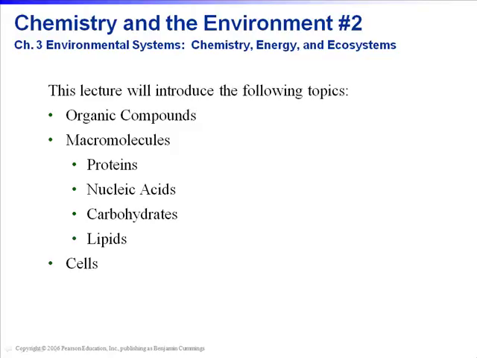Okay, this is the second Chemistry and the Environment lecture, so lecture number 2. This material is from Chapter 3, Environmental Systems, Chemistry, Energy, and Ecosystems. This lecture will introduce you to the following topics. First of all, organic compounds, and we'll also discuss hydrocarbons. Secondly, macromolecules. There are 4 types of macromolecules: proteins, nucleic acids, carbohydrates, and lipids. And last, a short introduction to cells.